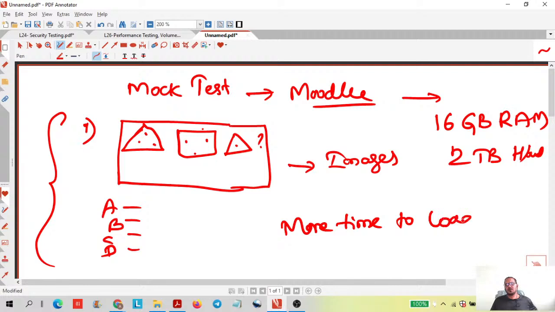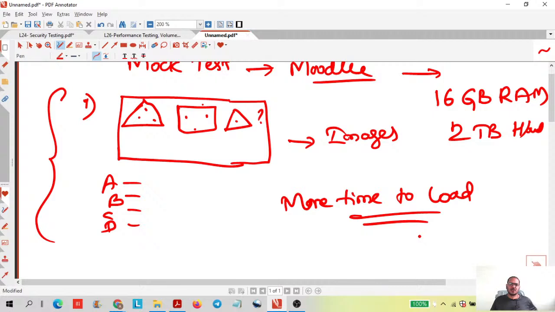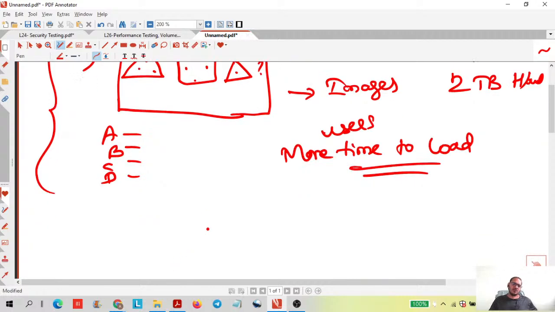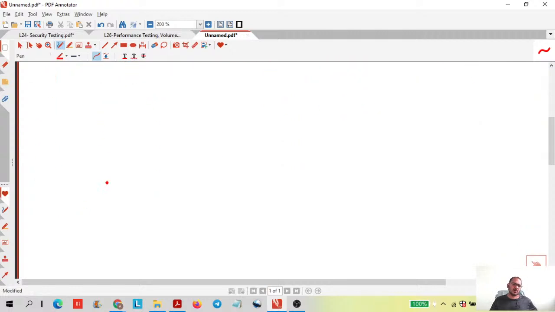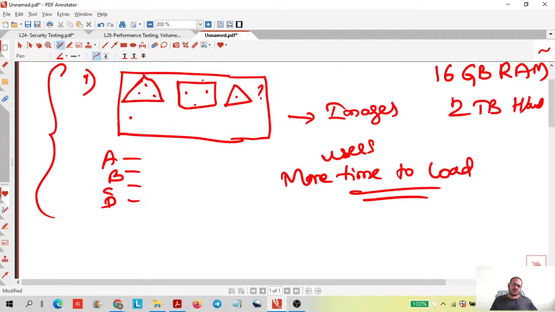Whenever there are more number of users accessing the system, if more users access the Moodle, it takes more time. So initially we faced these problems.